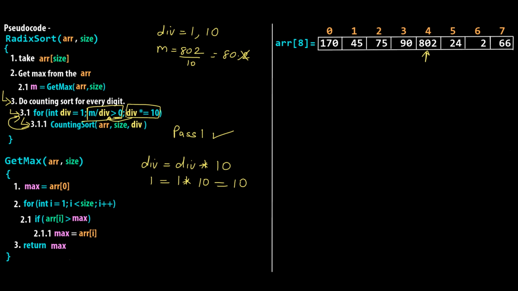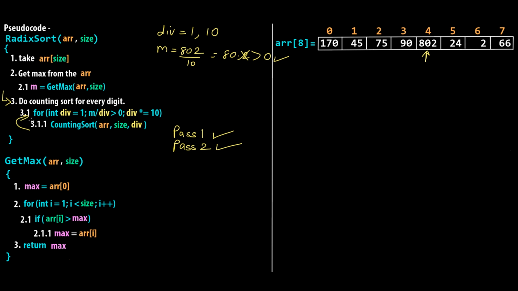So is 80 greater than 0? That's the condition. That is, m by div greater than 0. Is 80 greater than 0? Yes. So we will have another pass 2, right? Again, let's not consider 3.1.1 as of now. Let's see, this counting sort is called the second time, and now again we are coming to the for loop.